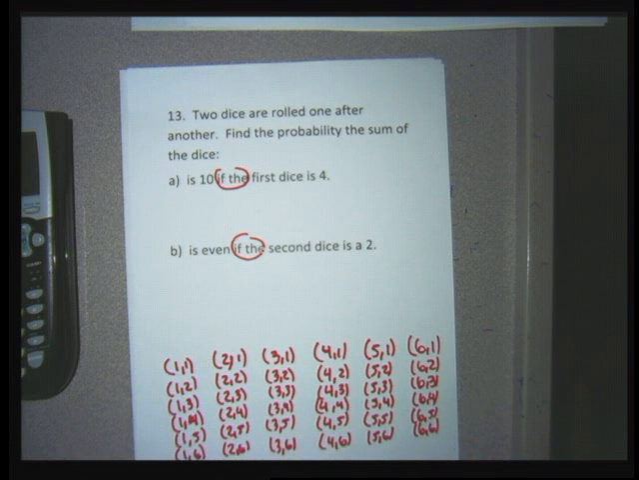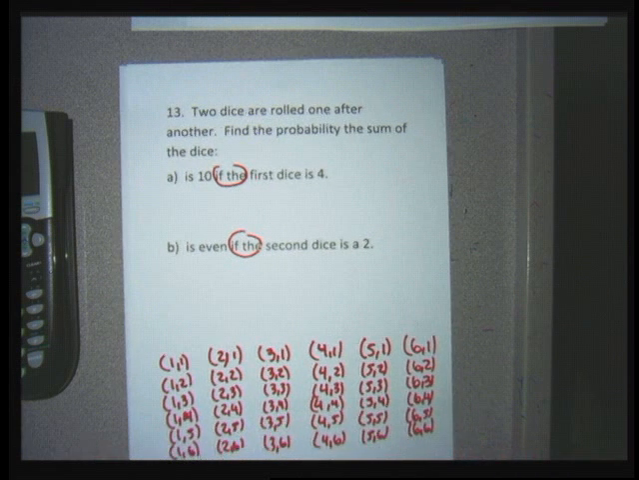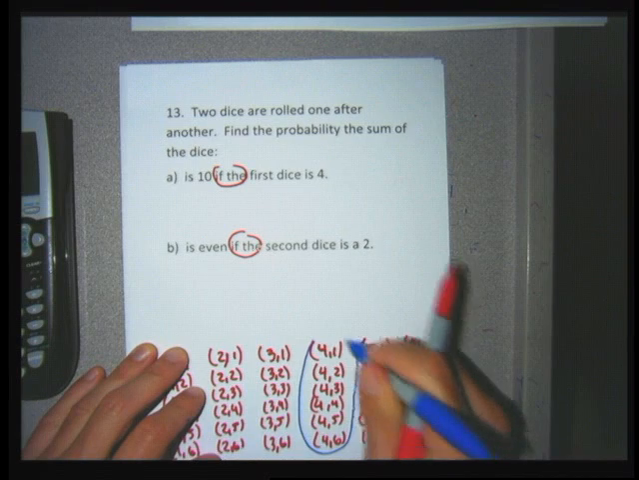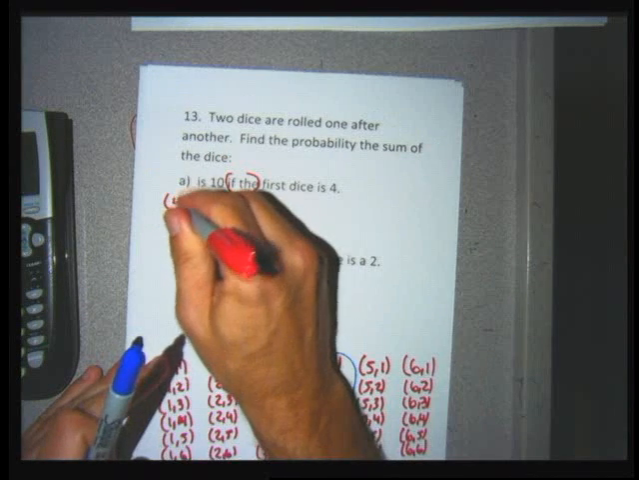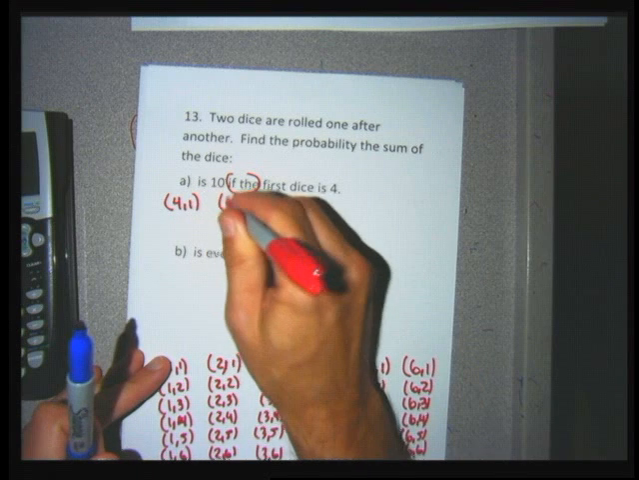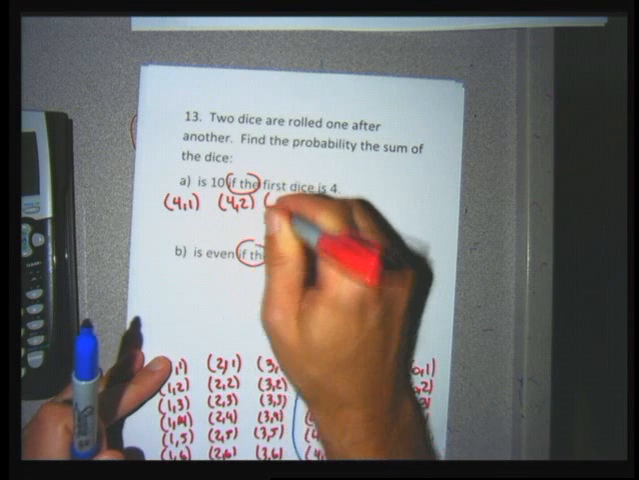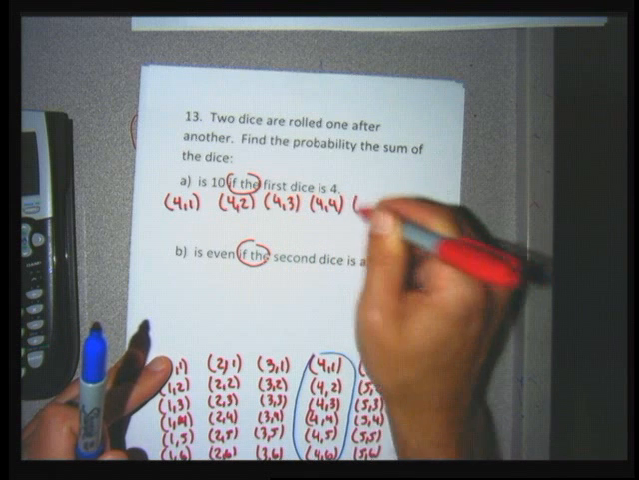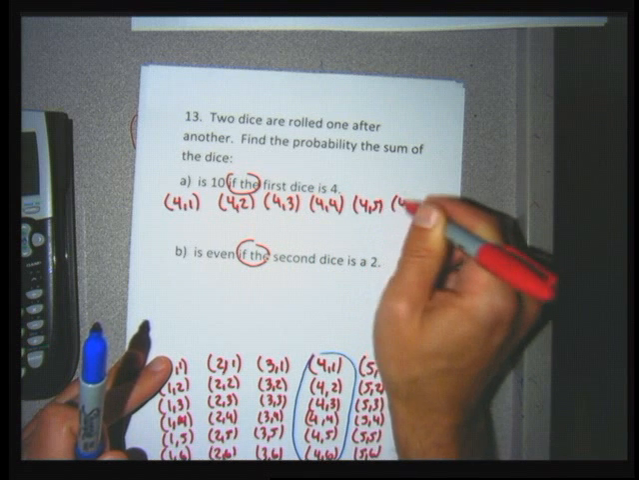For part 13a, I need to look at the portion of the sample space that has the criteria that I want. In 10A, I'm told that the first dice is a 4. So I know that one of these things had happened. Either I got a 4 then a 1, a 4 then a 2, a 4 then a 3, a 4 then a 4, a 4 then a 5, or a 4 then a 6.